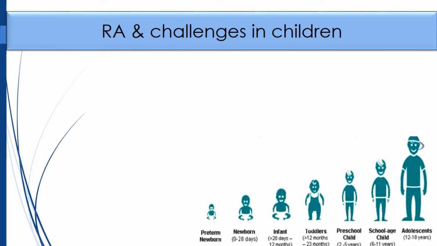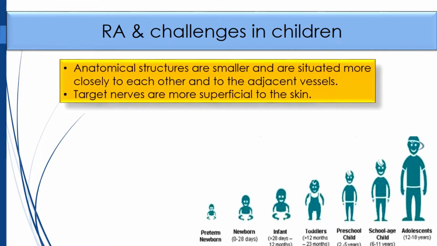Pediatrics is a heterogeneous group of population ranging from preterm newborn, infant, toddlers, preschool child, school age child, and adolescents, and it poses an entirely different set of challenges for the regional anesthesiologist. Smaller the child, greater are the challenges because the anatomical structures are smaller and situated more close to each other as well as to the adjacent vessels. The target nerves also become more superficial in smaller children.